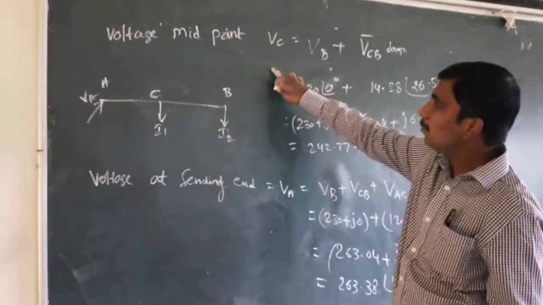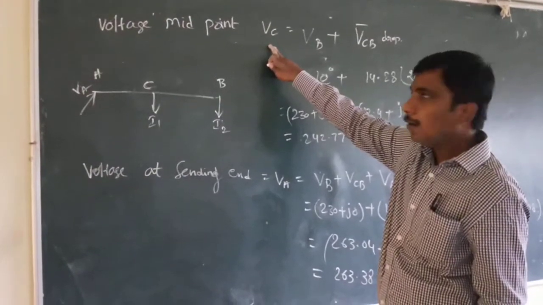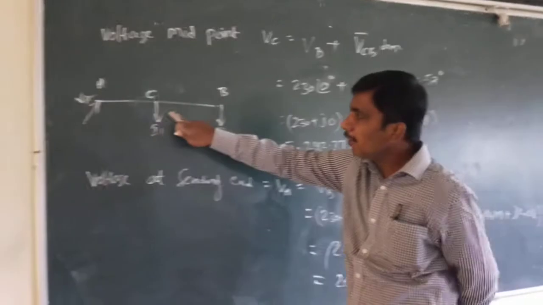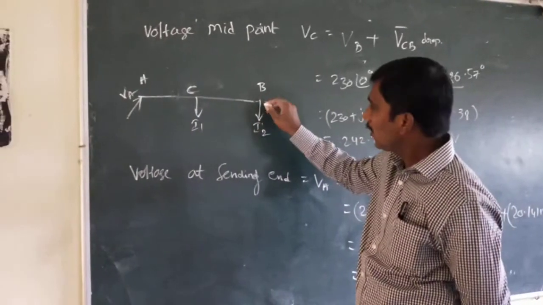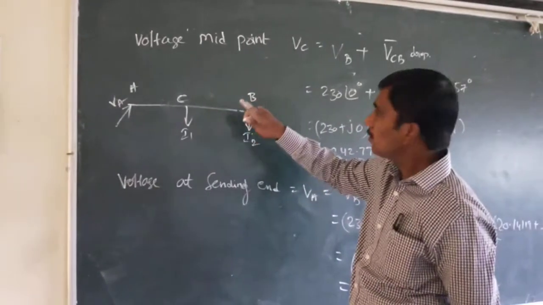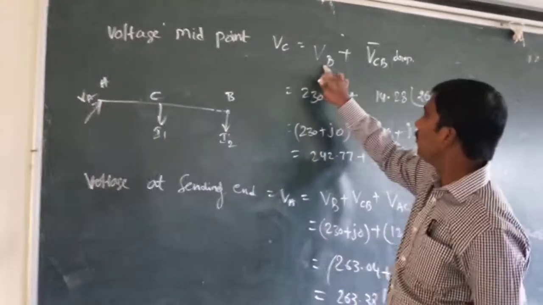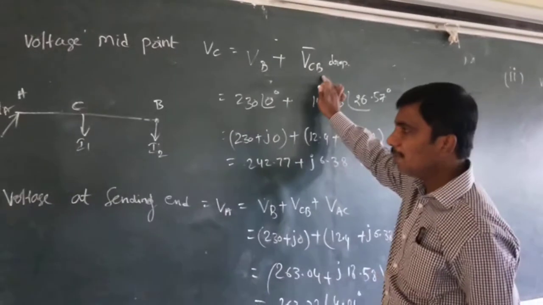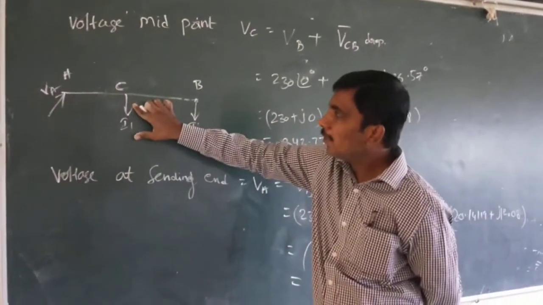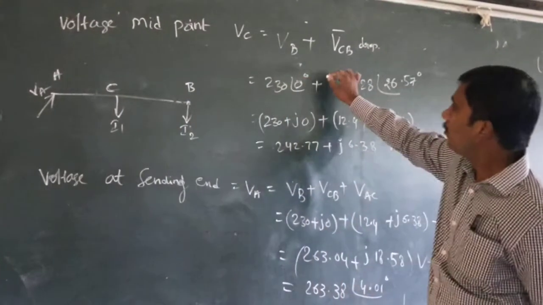Let us discuss the voltage at the midpoint, that is VC. What is the voltage at this point? The voltage at point B plus the drop in this section is the voltage at point C. That midpoint voltage is VB plus the VCB drop. That is the voltage at point C, and we have to substitute all this.